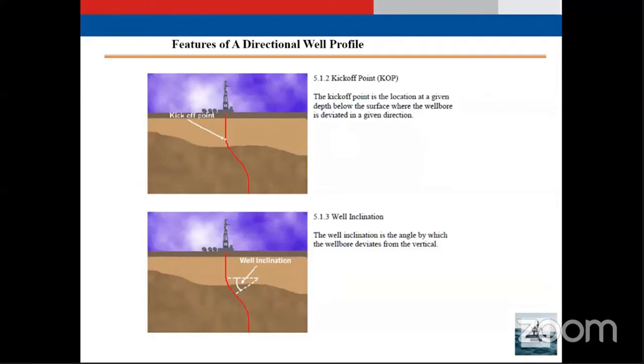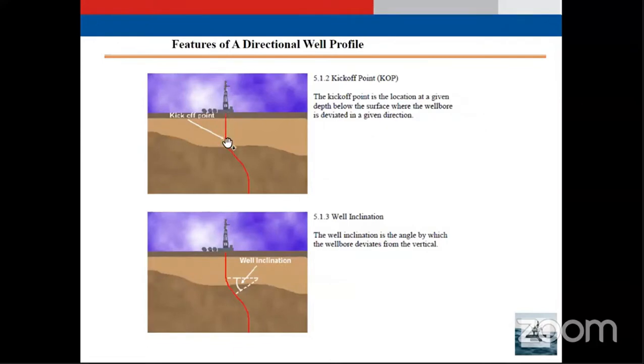How do we do directional drilling? First, as I mentioned before, the well is drilled vertically, then a kick-off point. What is the meaning of kick-off point? The kick-off point is the depth location where the well starts to build angle, or to be deviated from the vertical. So before the kick-off point, the angle will be 0.